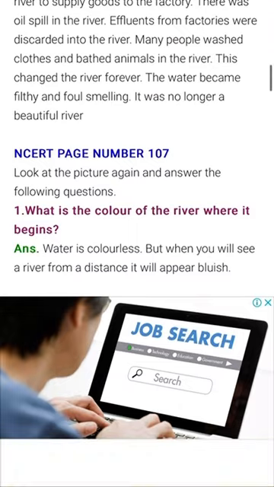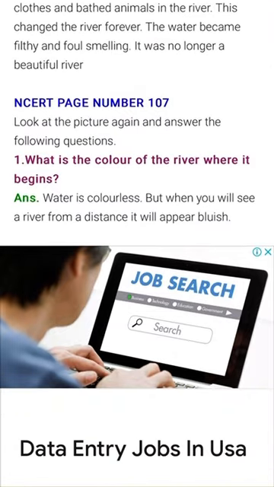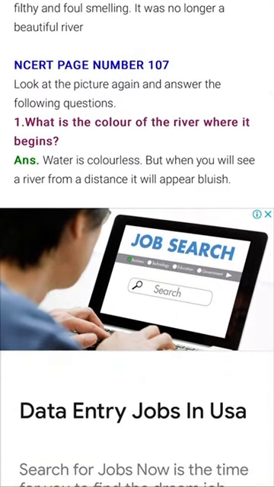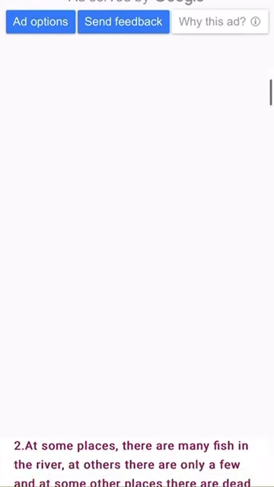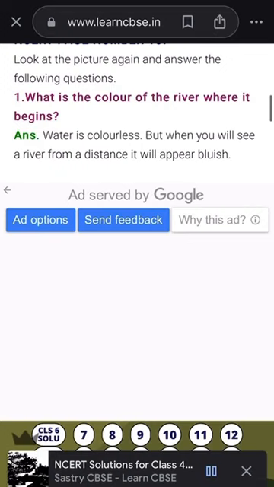NCERT page number 107. Look at the picture again and answer the following questions. 1. What is the color of the river where it begins? Answer: Water is colorless, but when you see a river from a distance it will appear bluish.